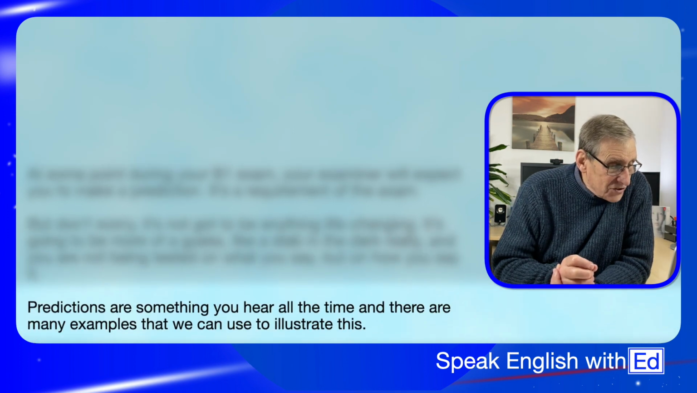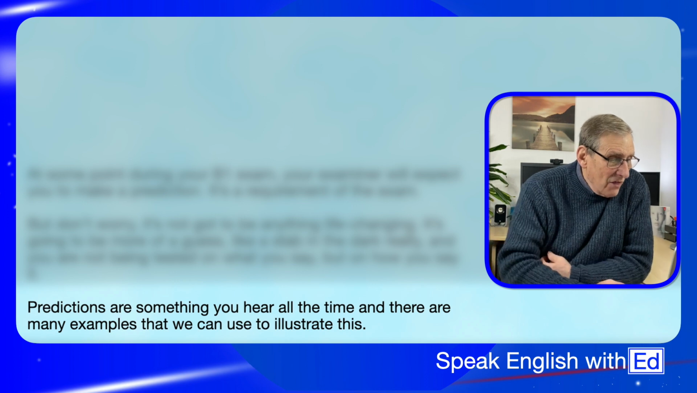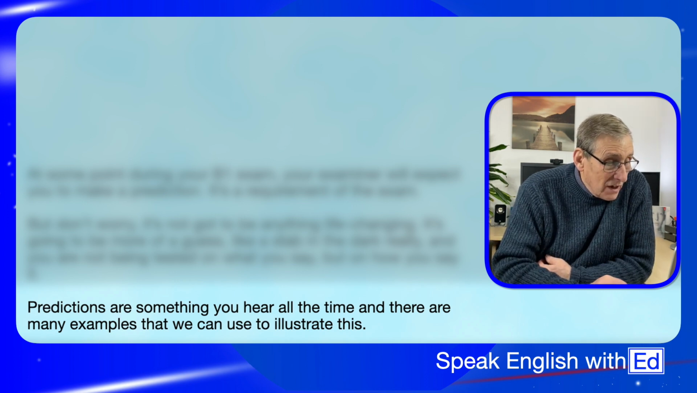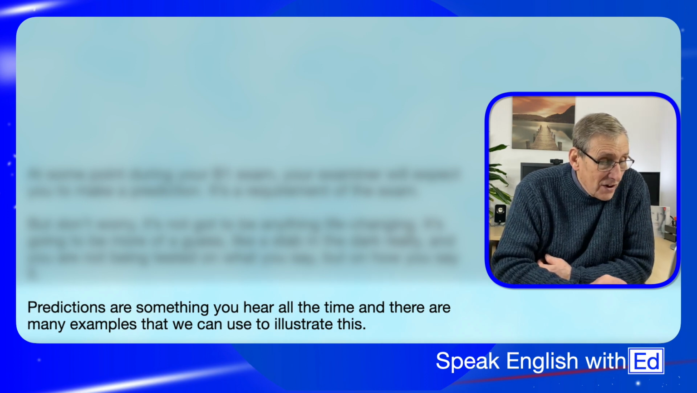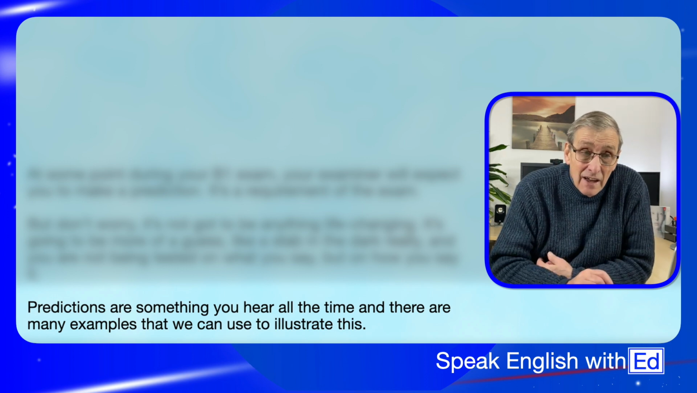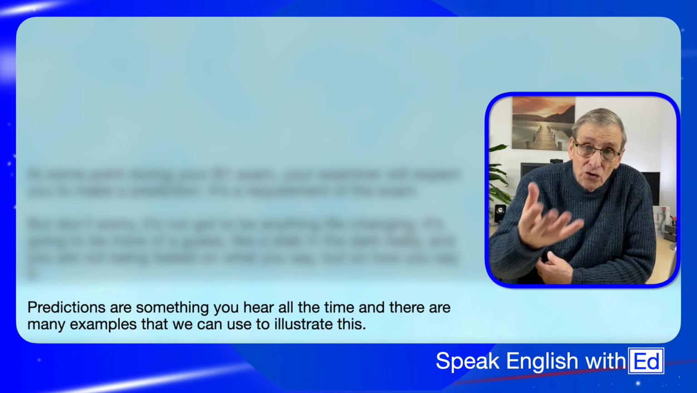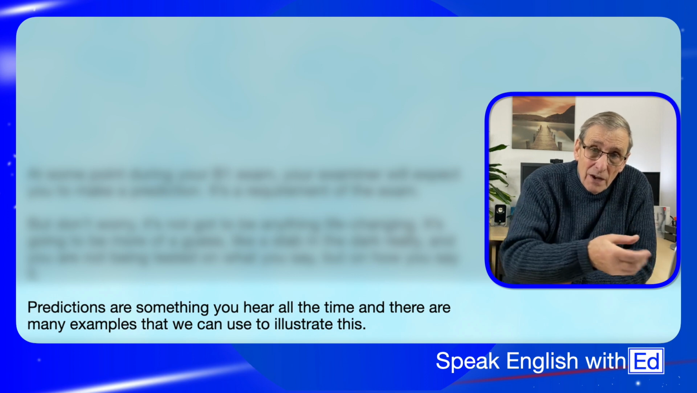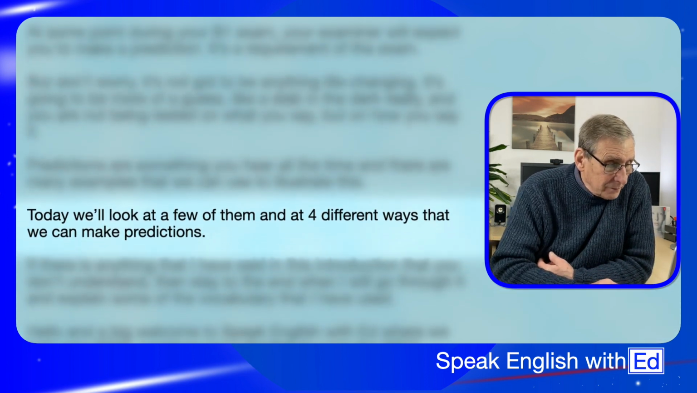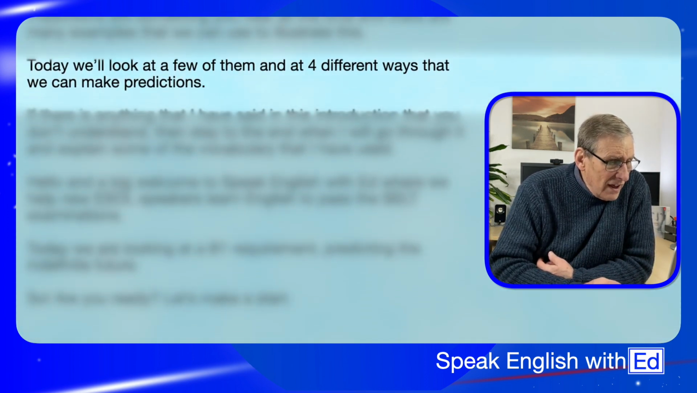So predictions are something you hear all the time. There are many examples that we can use to illustrate this. Now, illustrate in here is to show, right? We show it through examples. Today we'll look at a few of them, and there are 4 different ways that we can make predictions.